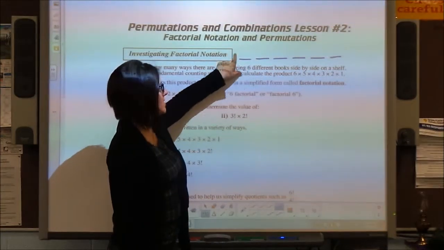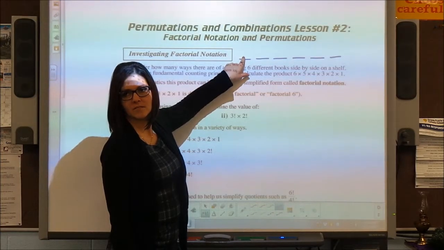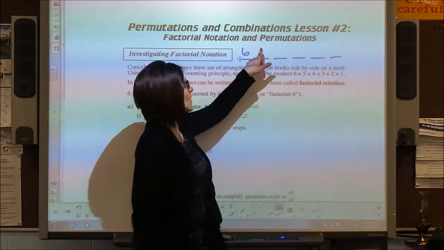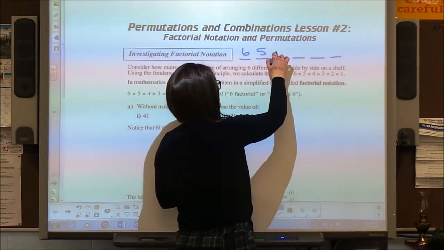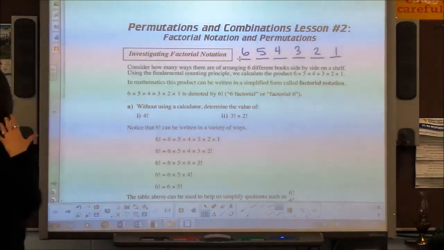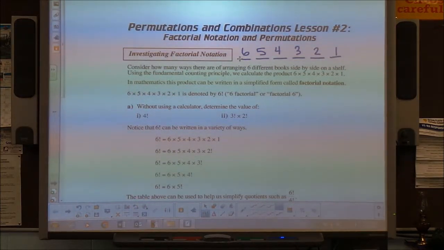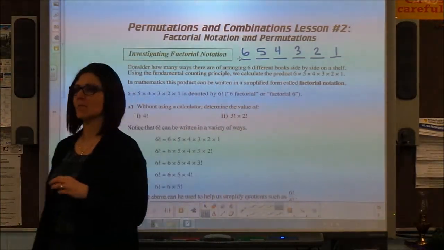how many different choices do I have for the first slot? 6. And then how many do I have for the next one? 5. And then? 4, 3, 2. So the number of different arrangements that I could make on the shelf would be 6 times 5 times 4 times 3 times 2 times 1.